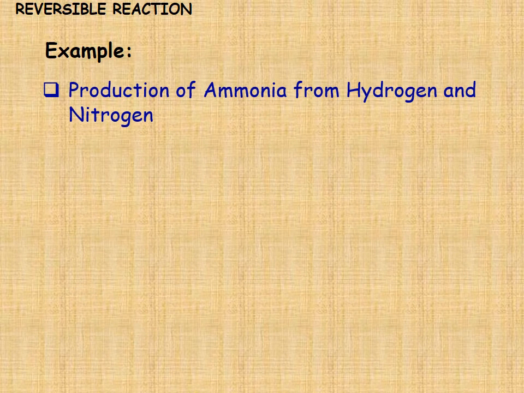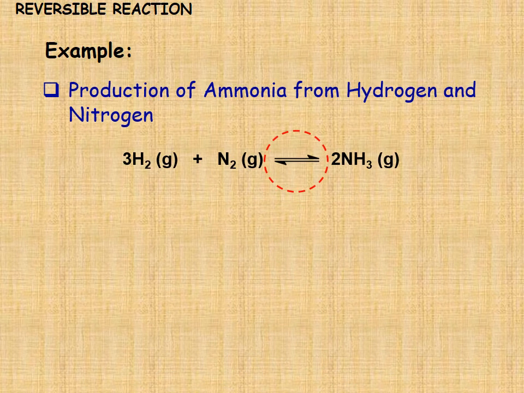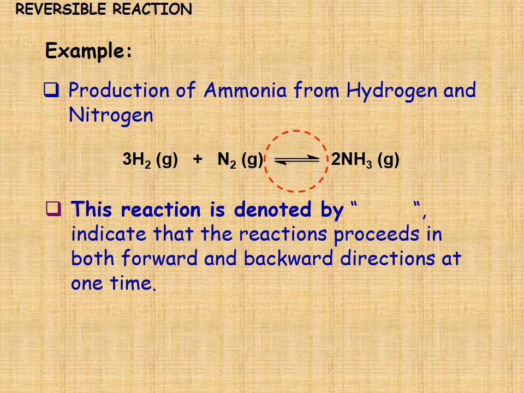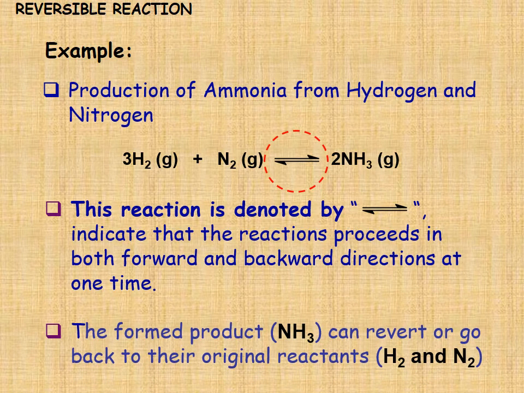Here is an example of a reversible reaction: production of ammonia from hydrogen and nitrogen. Hydrogen reacts with nitrogen gas to form ammonia. This reaction is denoted by a double arrow pointing in both directions in a chemical equation, indicating that the reaction proceeds in both directions at one time. The formed product, ammonia, can revert or go back to the original reactants, hydrogen and nitrogen.